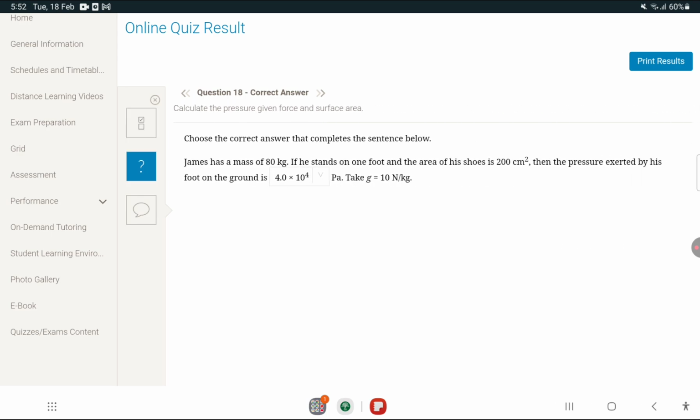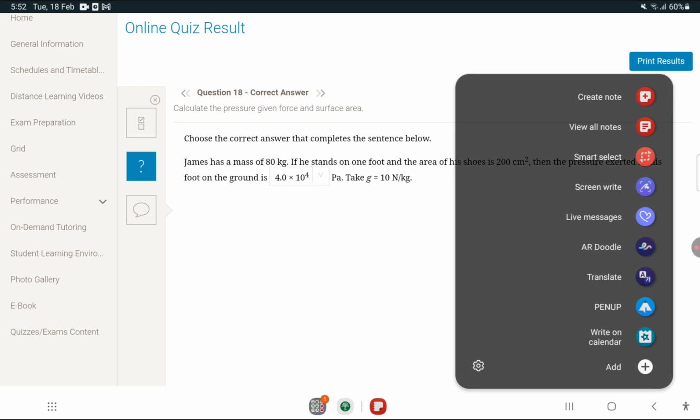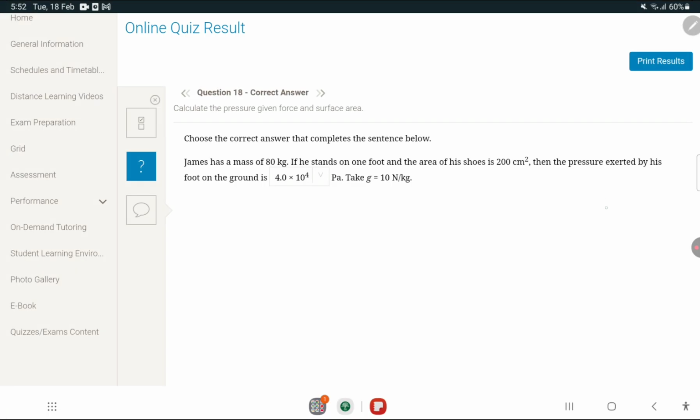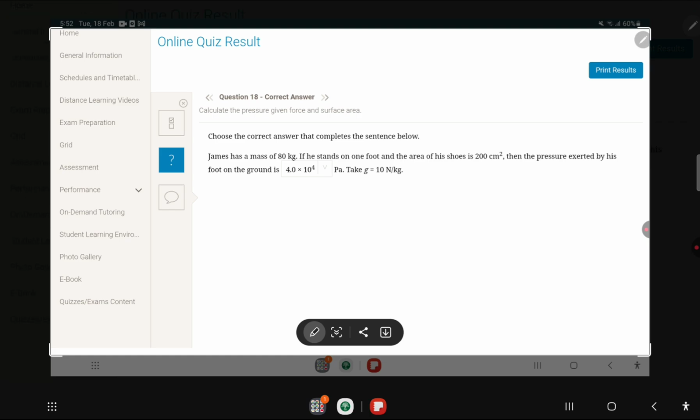James has a mass of 80 kilograms. If he stands on 1 foot and the area of his shoes is 200 centimeters squared, then the pressure exerted by his foot on the ground is 4 times 10 to the power of... Okay. So here what you're going to want to do is, they say the surface area of his shoes is 200 centimeters squared. They want to know the pressure exerted by his foot on the ground.